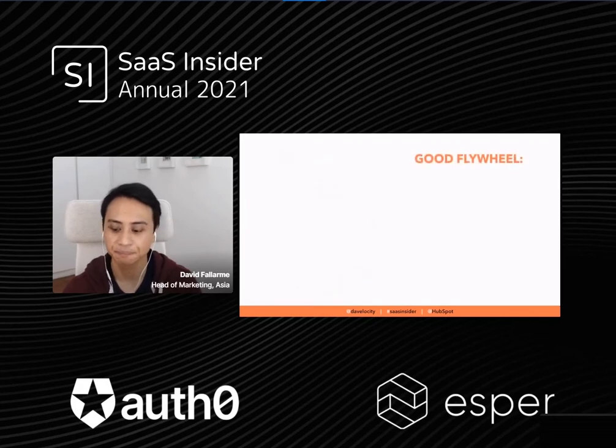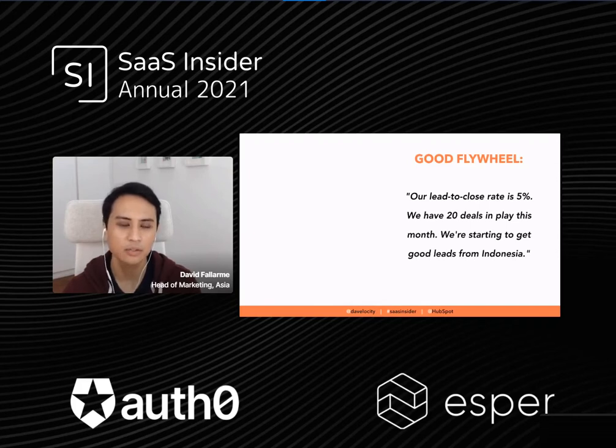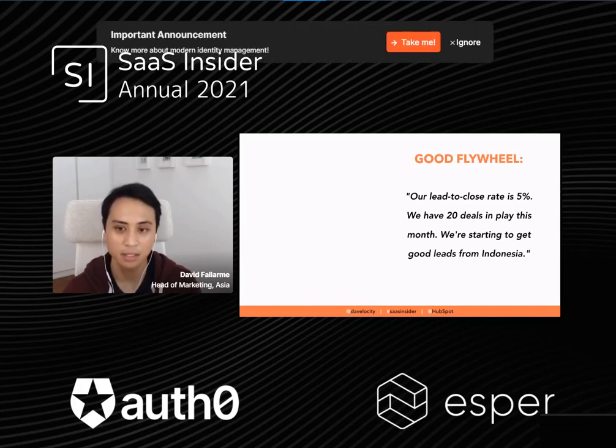In contrast, a good flywheel, a company who's figured out how to do sales at scale that is repeatable, this is the kind of conversation you will hear. Our lead to close rate is 5%. We have 20 deals in play this month. We are starting to get good leads from Indonesia. So these are just three short sentences, but they reveal a lot about the company that is saying these things in their Slack teams, in their email, or in their Zoom meetings doing a review on their pipeline, right? They know their lead to close rate, so they have a predictable pipeline. They know what their opportunity is coming up, and they have an idea of where the next regions are that they need to focus on.